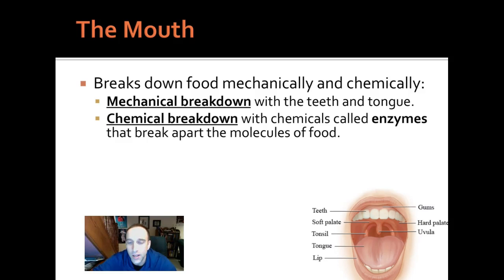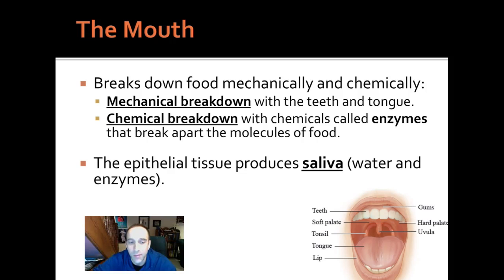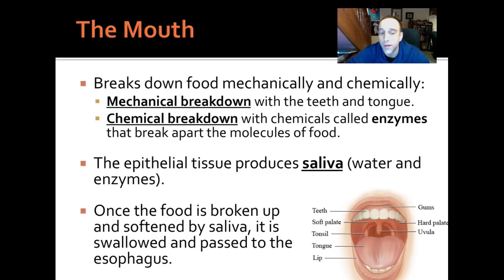Chemical digestion is when food is broken down with juices and enzymes that help work the food molecule over. In our mouth, saliva is an example of chemical digestion. Once the food is broken up and softened by the saliva, it's ready to be swallowed and passed to the esophagus.